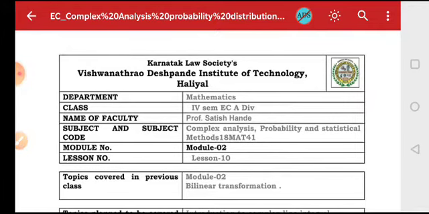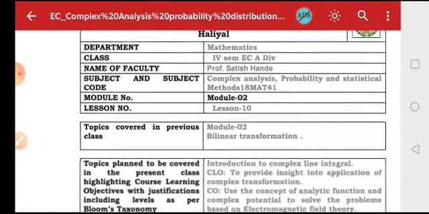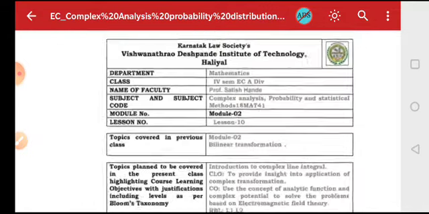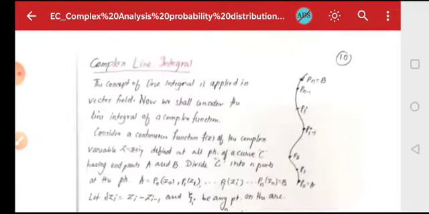In the previous session, we studied the bilinear transformation. Now we'll be studying the next concept of Module 2, that is complex integration. In that, let us start with what I mean by complex line integral. So we'll begin with the introduction to the complex line integral.